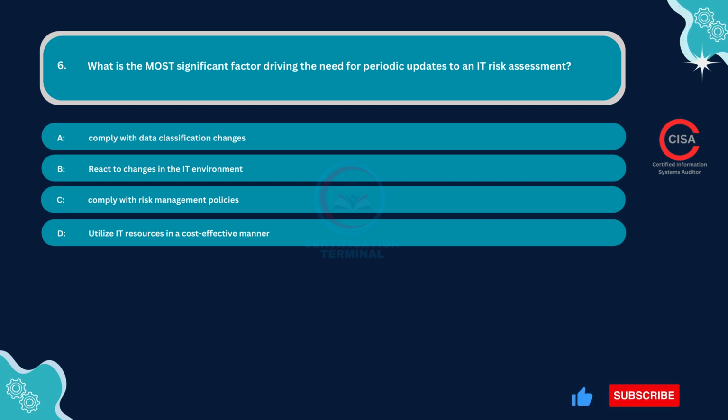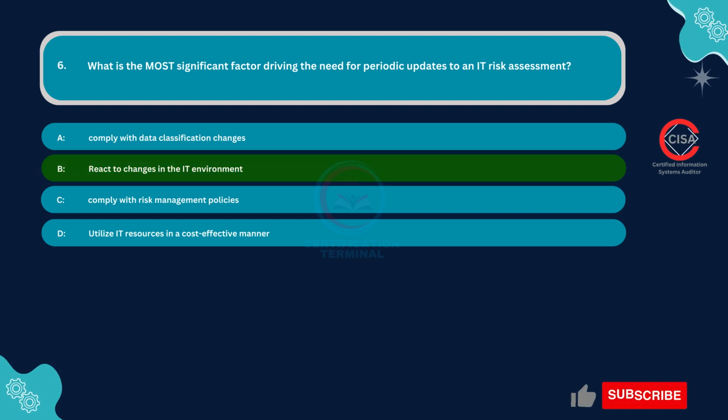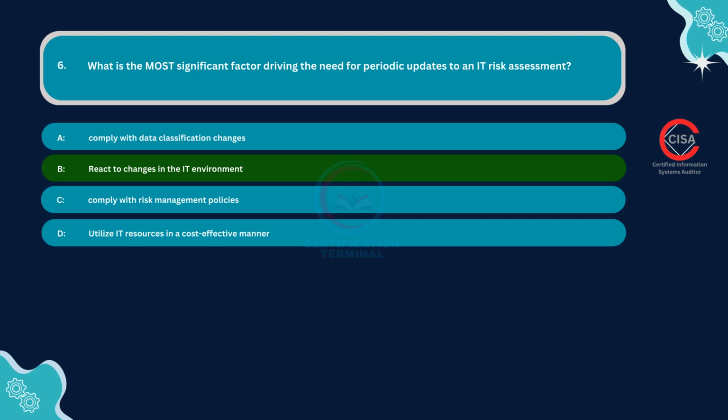The correct answer is Option B, react to changes in the IT environment. Reacting to changes in the IT environment is the most significant factor driving the need for periodic updates to an IT risk assessment. This ensures that the assessment remains relevant and effective in identifying and managing risks associated with evolving IT systems, processes, and threats.